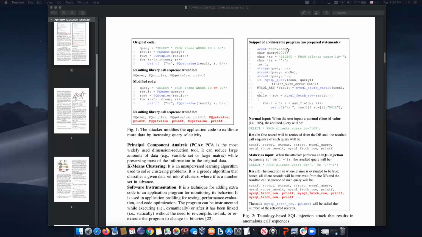Can you see now the example? Yes. So before the SQL injection, this query will retrieve one record from the database, right? And then it will print this record. So this is the normal call sequence. The attacker injected a malicious value. It will retrieve more data, and then the program will issue more print commands, and this is an abnormal sequence, and we can detect this.